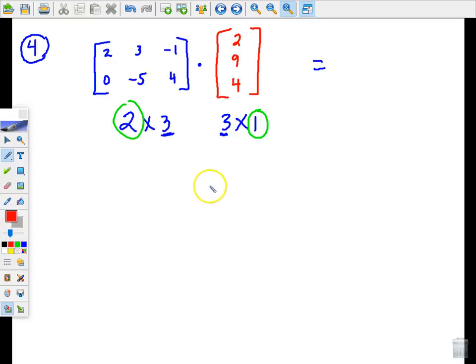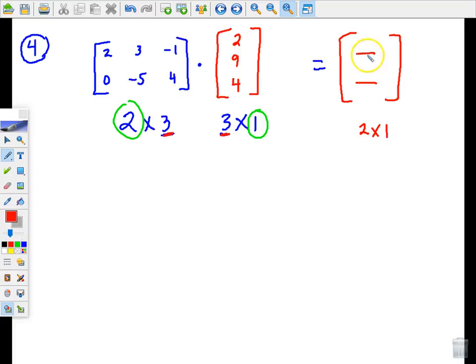Number 4, another example. Just to be safe, you should check out the dimensions. My blue matrix is a 2 by 3, 2 rows, 3 columns. The red matrix is a 3 by 1, 3 rows, 1 column. Notice three numbers representing rows with just a single column. But the inside numbers match. Notice the 3's match each other. So when I'm done, I'm going to have a matrix that is a 2 by 1. Those outside numbers indicate the dimensions of the product matrix. So this is 2 rows, 1 column.